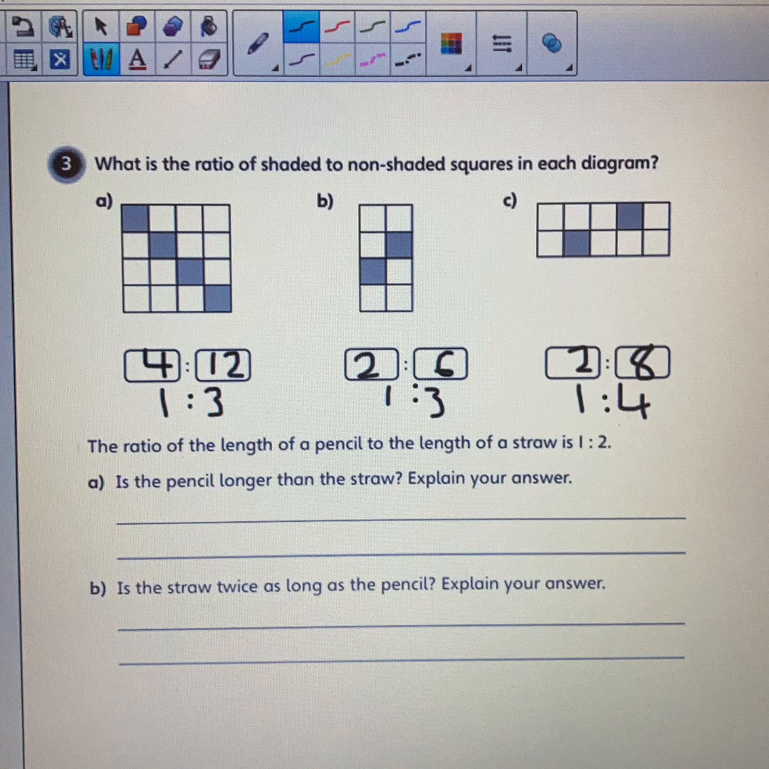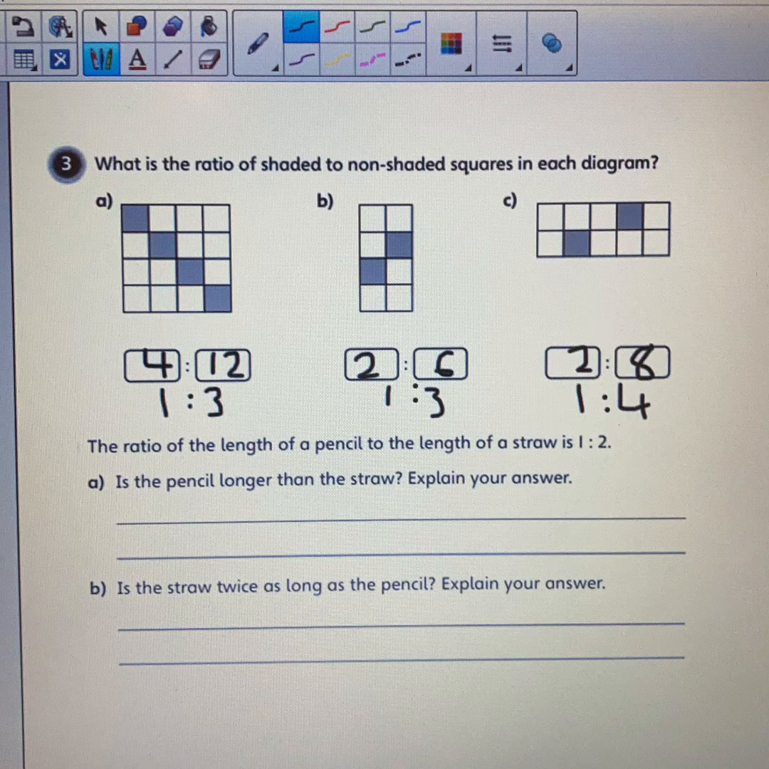Okay then, for number 4 then. The ratio of the length of a pencil to the length of a straw is 1 to 2. So 1 part pencil to 2 parts straw. Is the pencil longer than the straw? Okay, this one you might have wanted to draw. You might have wanted to change the objects to help you visualise what this is asking you. But this is showing you that the length of a pencil is 1. And you compare this to the length of the straw, which is 2. So 1 part pencil, 2 parts straw.